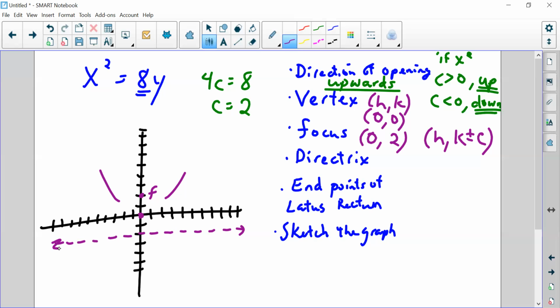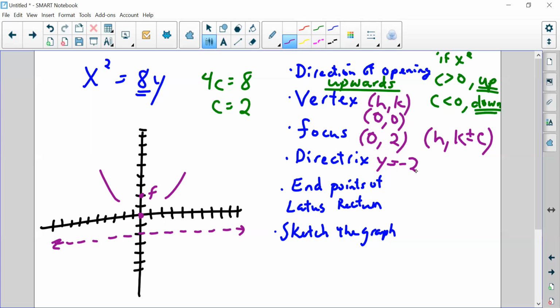So the directrix is always written as an equation. It's a horizontal line, so horizontal lines are y equals or x equals. That would be y equals. In this case, since I went down 2, it's going to be negative 2. That's y equals negative 2. So I figured that out by looking at my graph.